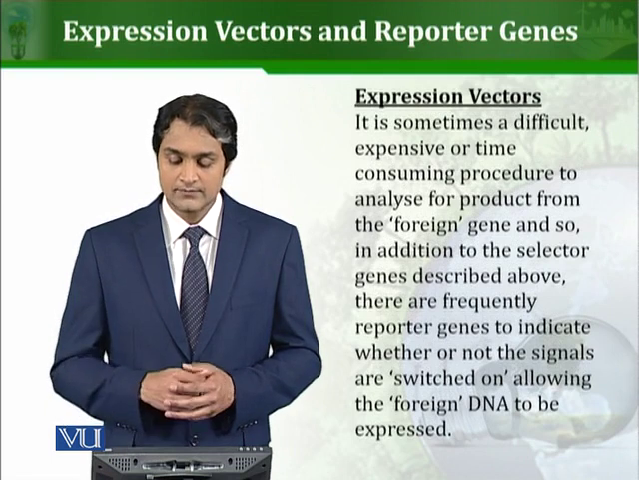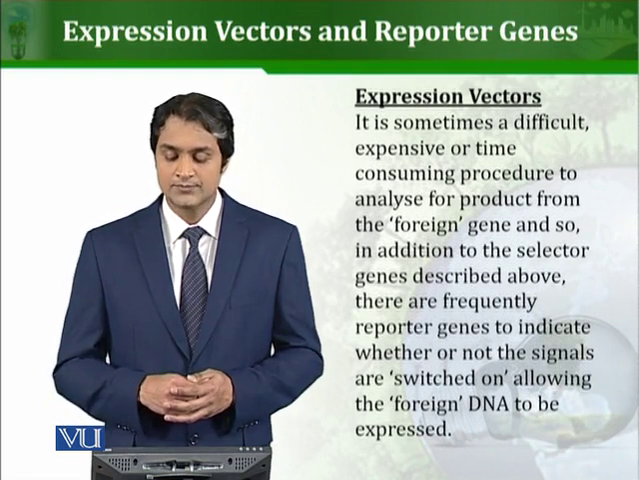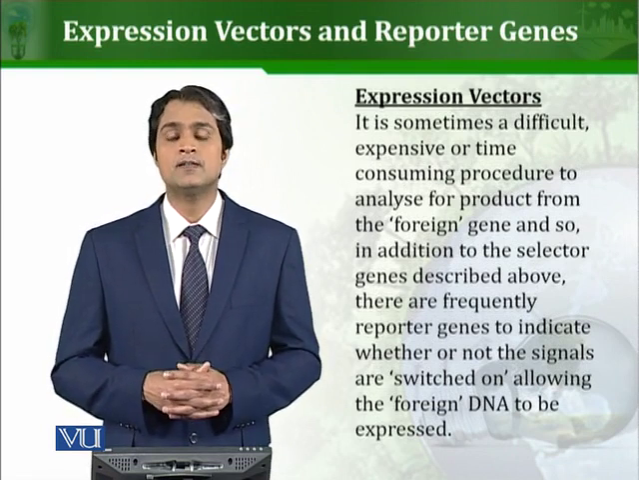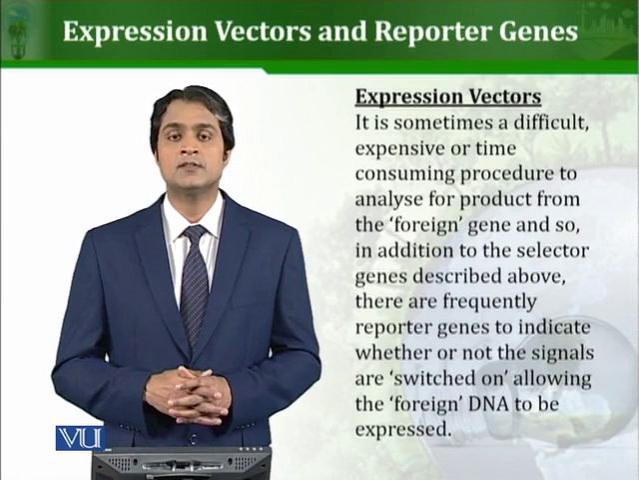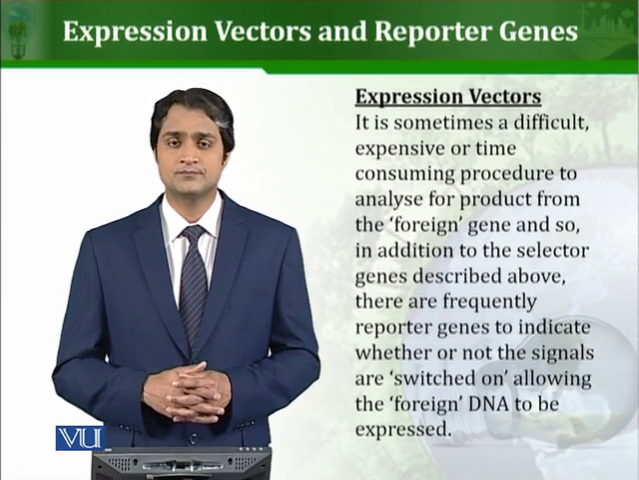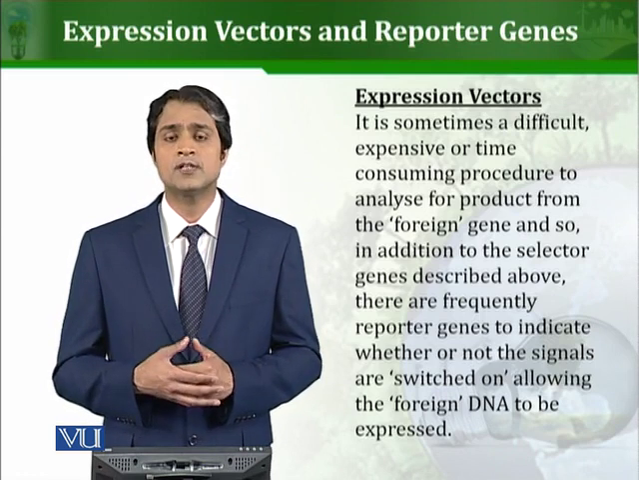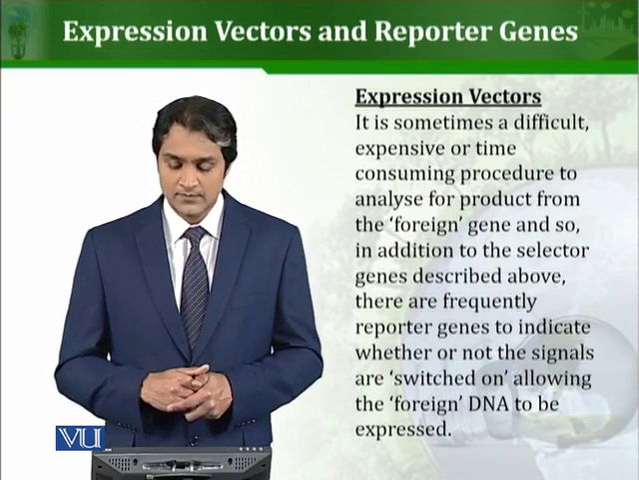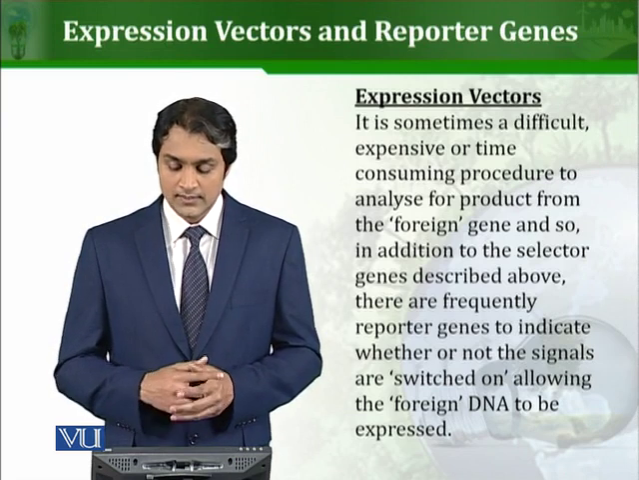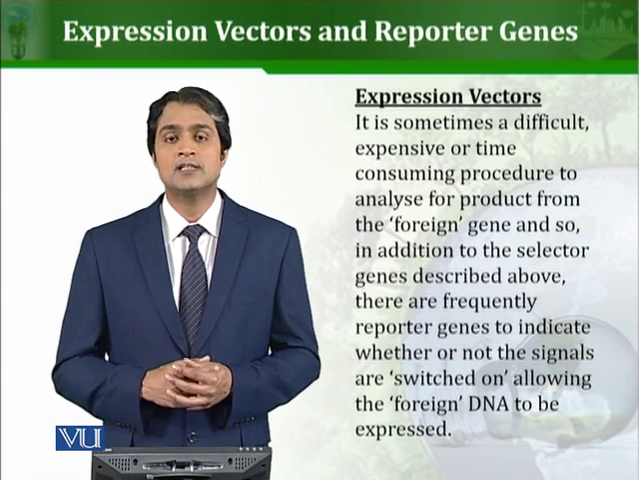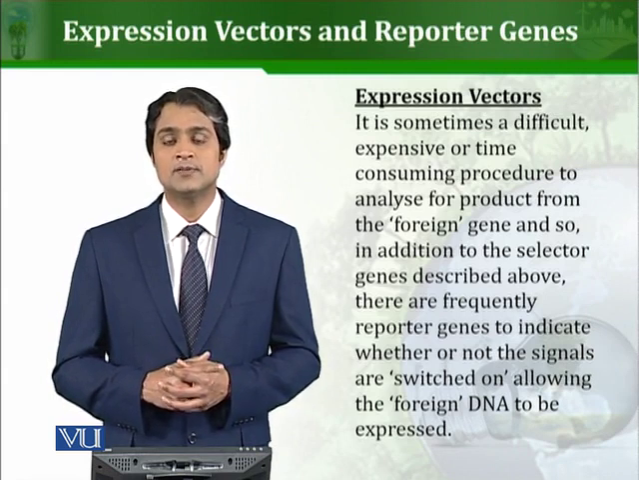Now, it is sometimes a difficult, expensive, or time-consuming procedure to analyze for the product of the foreign gene. Why so? Because it is easier said than done. Expression vector work is quite a tricky task. It takes a lot of time, a lot of expertise, and a lot of optimization. So how can we see the progress of our expression cloning? There are so many ways and means. For example, there are certain marker genes which can be used to track down the progress of the molecular cloning experiment, especially when we want to do the expression of a certain gene.